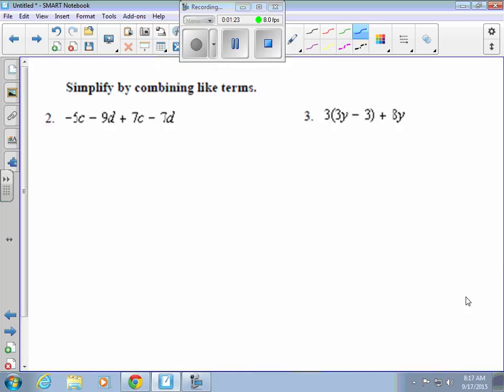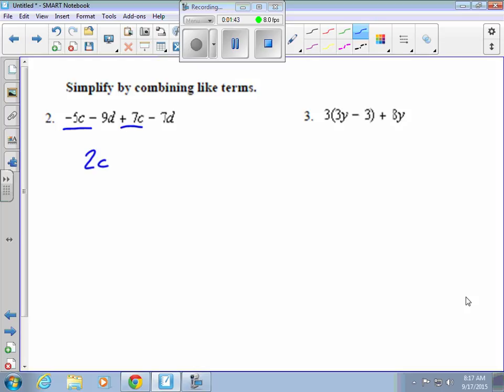Number 2 says simplify by combining like terms. Remember, like terms have to have the exact same variable, exact same exponent. All we have is the variables to worry about for this problem, negative 5c and positive 7c. Negative 5 plus 7 is going to be positive 2c. And then make sure you include the sign with the term you're doing.